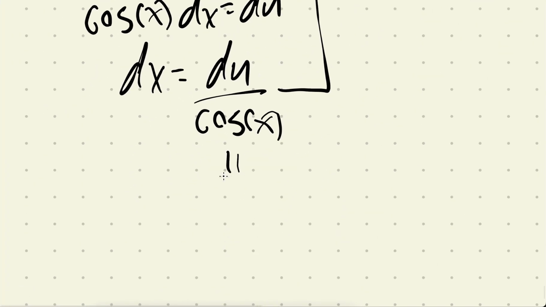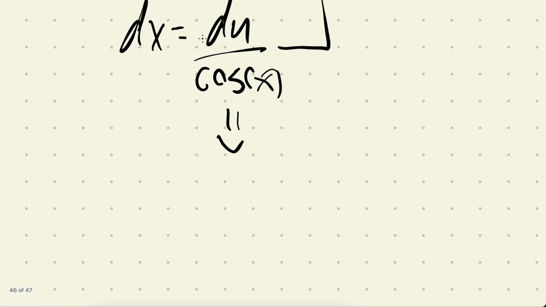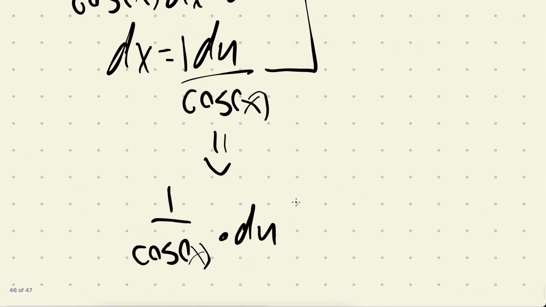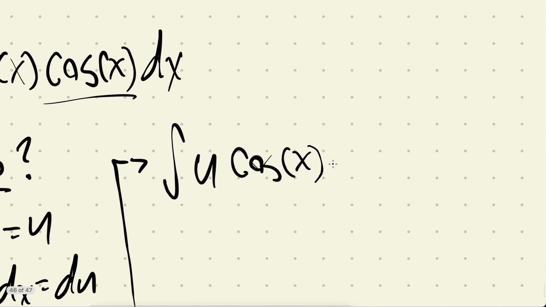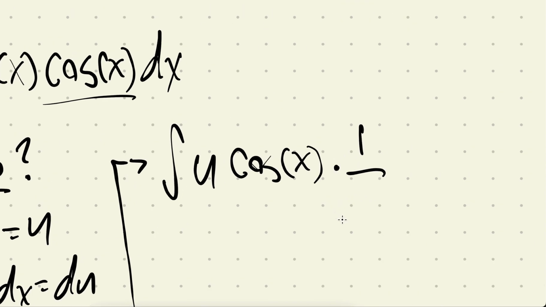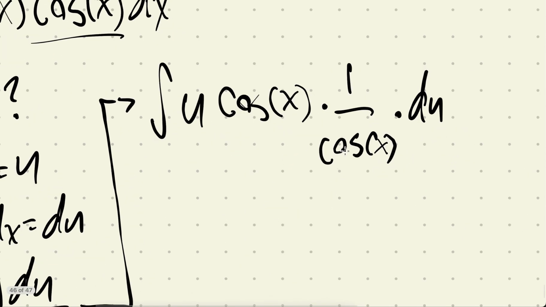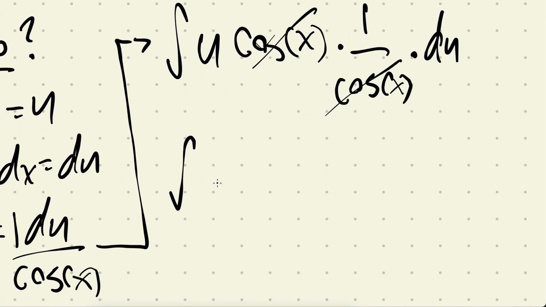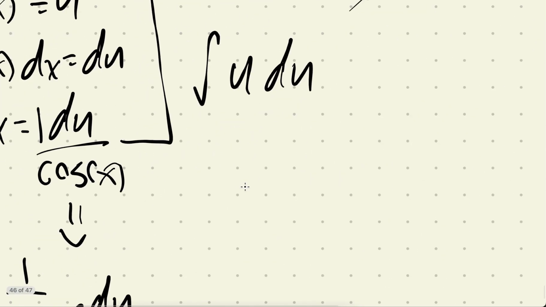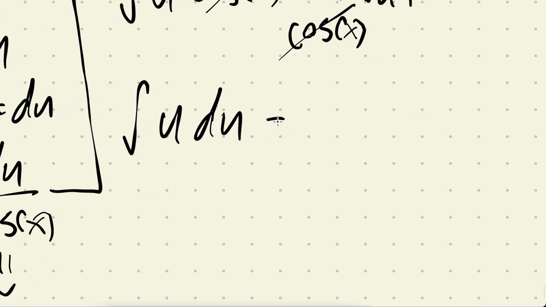And let's simplify this a little bit further, and we can say that there's an implied 1 here, so this is 1 over cosine x times du. So let's use that over here. Times 1 over cosine x times du. And what this would mean is that the cosine x canceled, and you are simply left with u du, right? And this is much easier to work with.